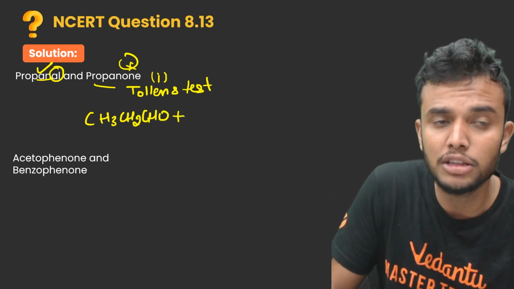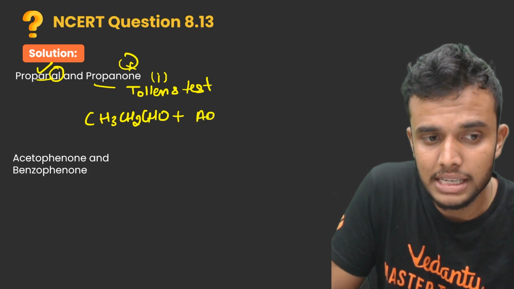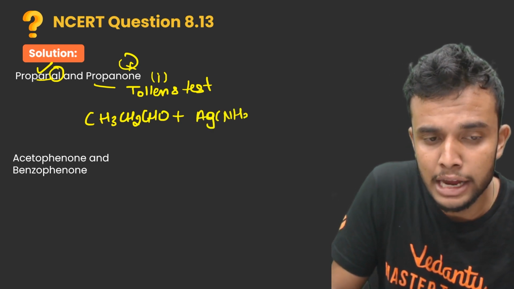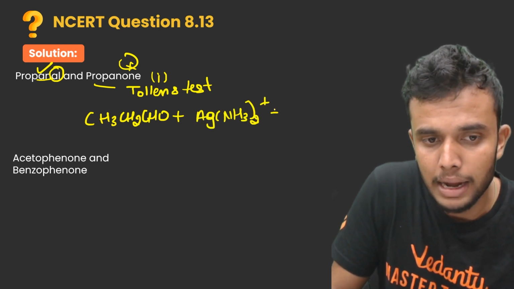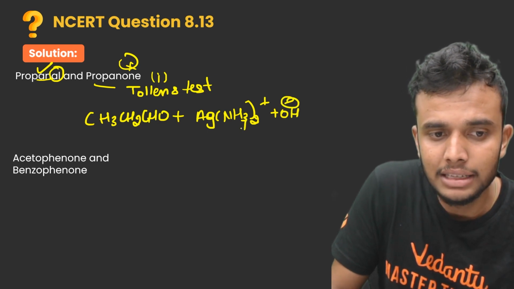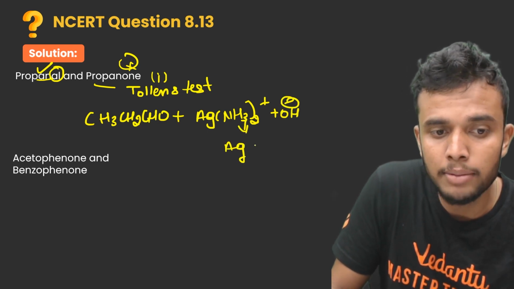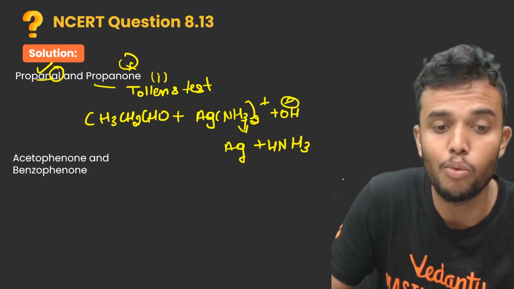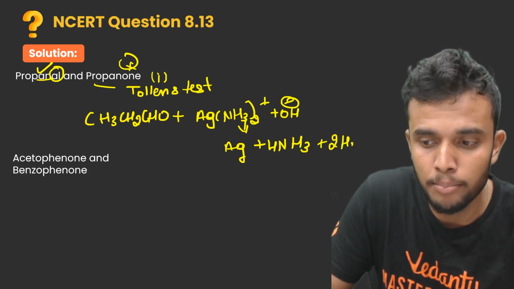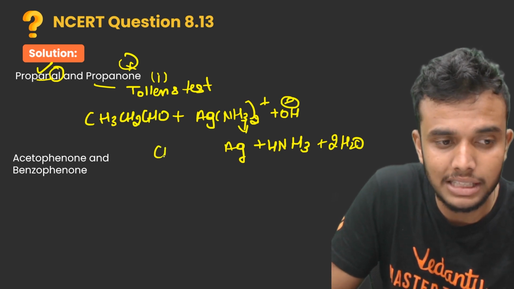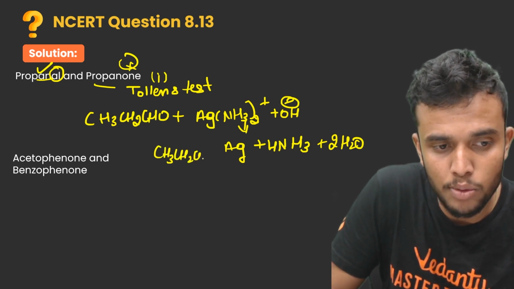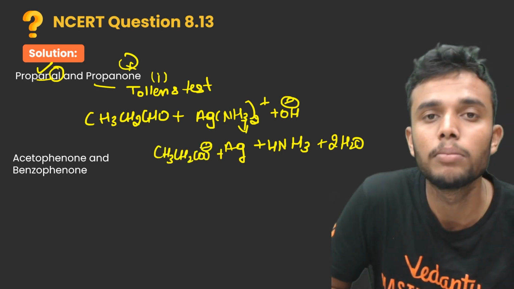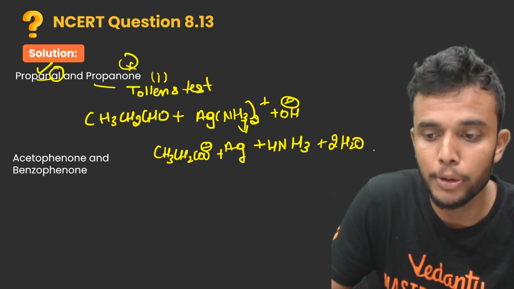What happens if propanal, CH3CH2CHO, is reacted with Tollens reagent? What is Tollens reagent? [Ag(NH3)2]+ OH-. It yields silver mirror with release of ammonia and water, and, very importantly, the CH3CH2COO- ion, the propanoate ion.